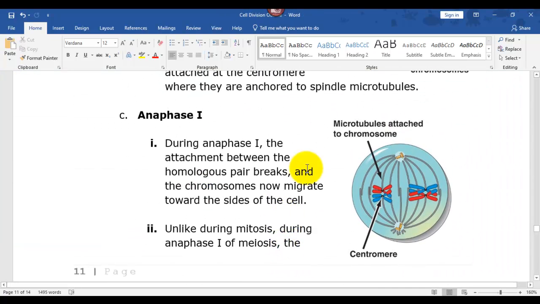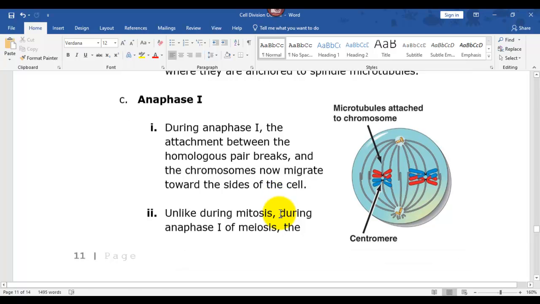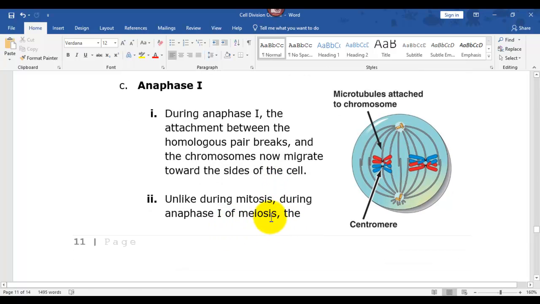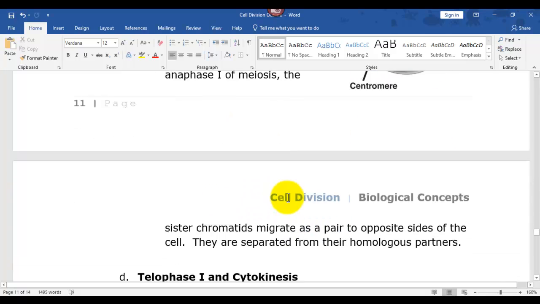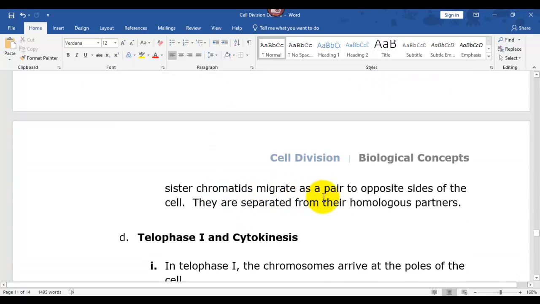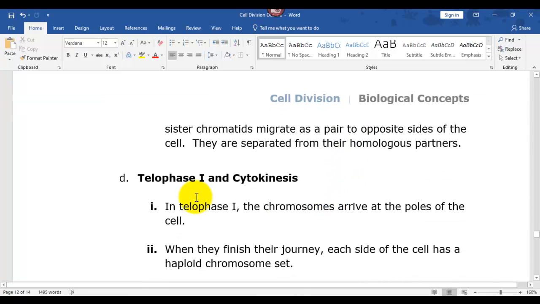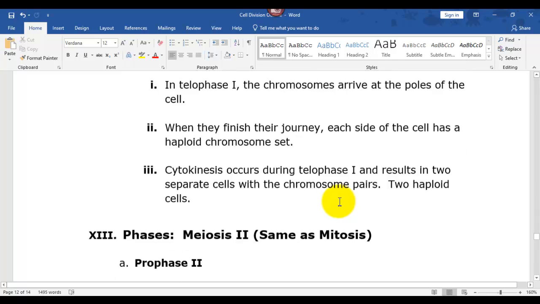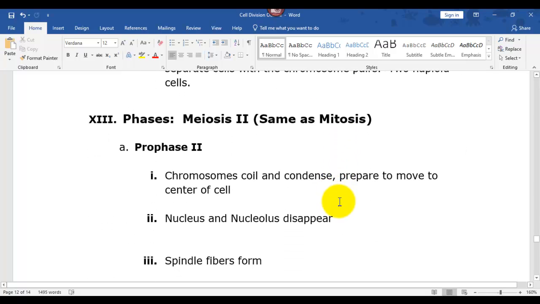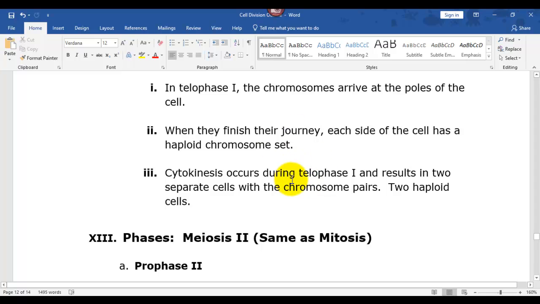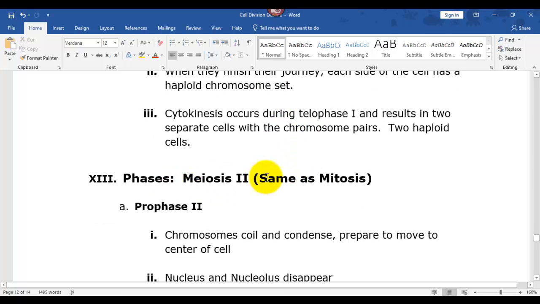All right, so anaphase 1, the homologous pair breaks. The chromosomes now migrate towards the sides of the cell. It says, unlike during mitosis, during anaphase 1 of meiosis, the sister chromatids migrate as a pair to opposite sides. They don't get split apart. They're still paired up, and they're homologous pairs. Telophase 1 and cytokinesis, they divide. And then, like I was saying, you get two cells from this, and then they undergo what's called meiosis 2.